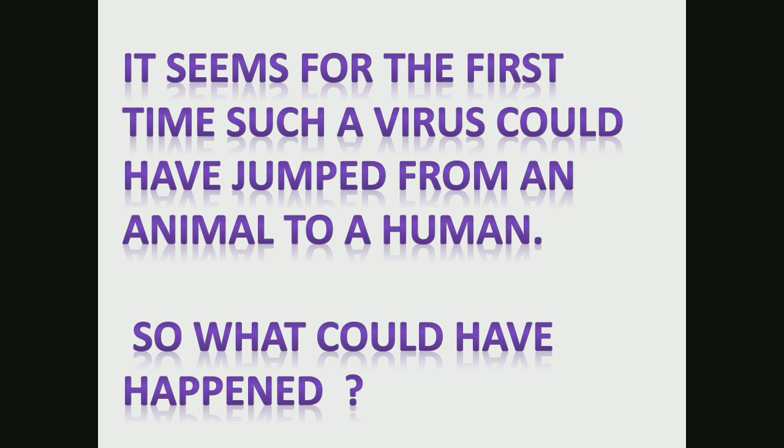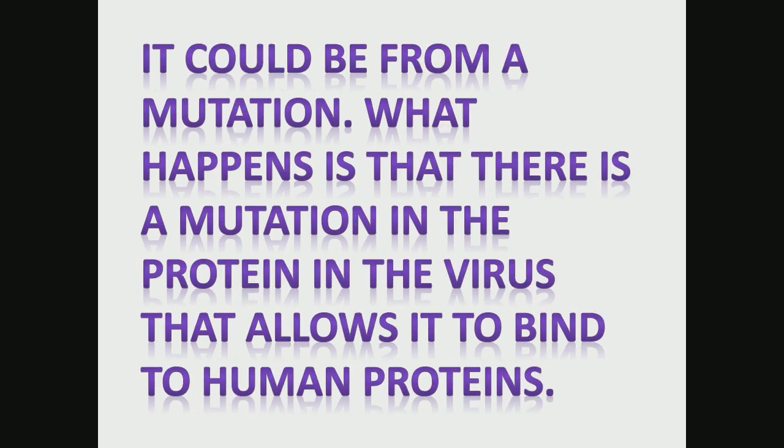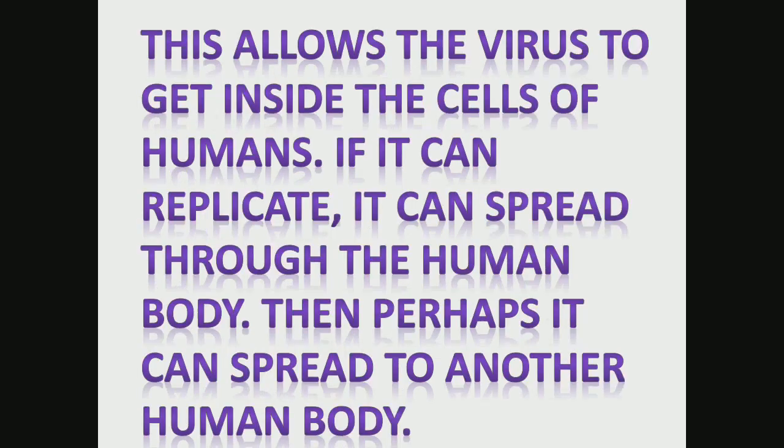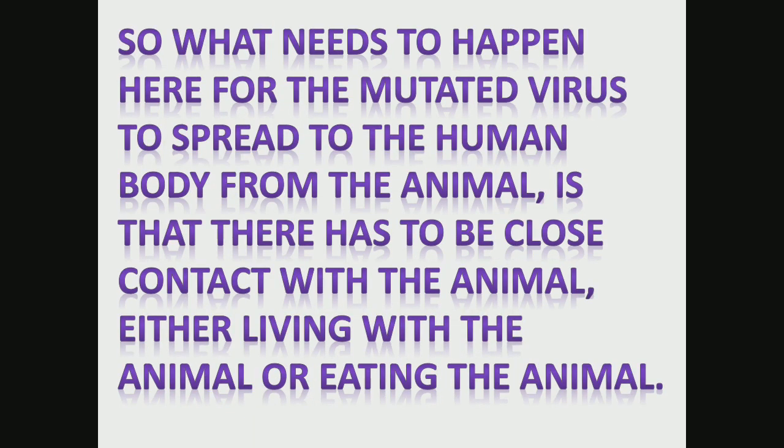So, what could have happened? It could be from a mutation. What happens is that there is a mutation in the protein in the virus that allows it to bind to human proteins. This allows the virus to get inside the cells of humans. If it can replicate, it can spread through the human body. Then perhaps it can spread to another human body. So what needs to happen here for the mutated virus to spread to the human body from the animal is that there has to be close contact with the animal, either living with the animal or eating the animal.